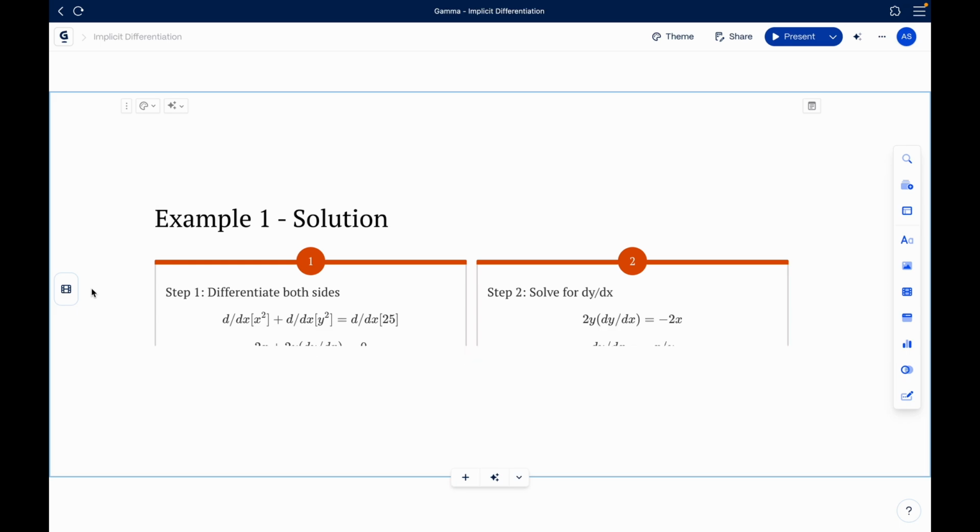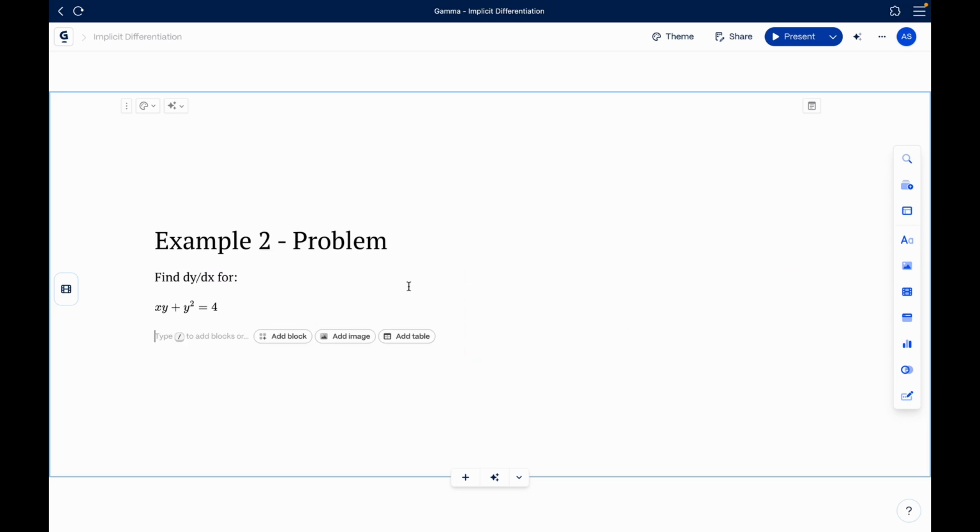without having to fiddle around too much. Our next example is to solve dy by dx for xy plus y squared is equal to 4. So what we're going to do is pretty simple, except for one key difference between this and the last example. If you see over here the xy term, we'll have to use the product rule for that, since it's one function of x times another function of x.